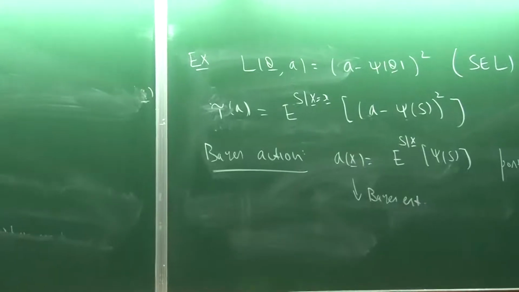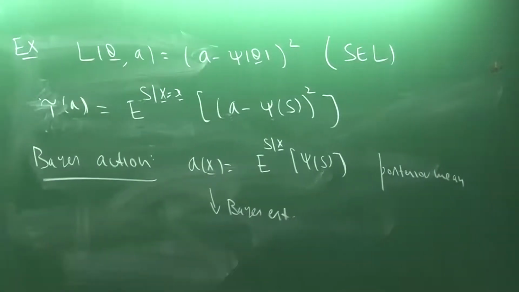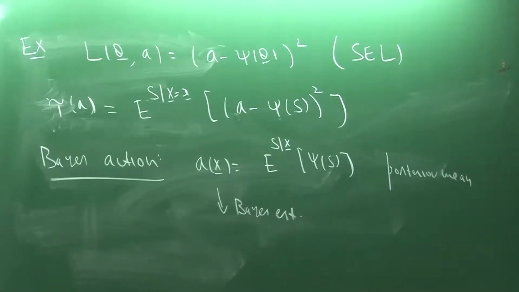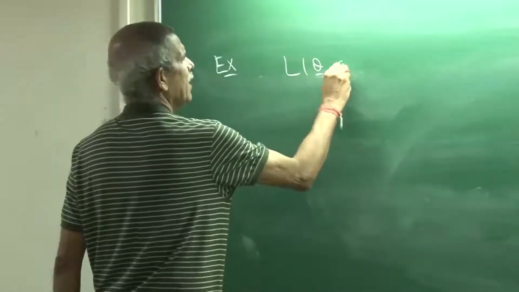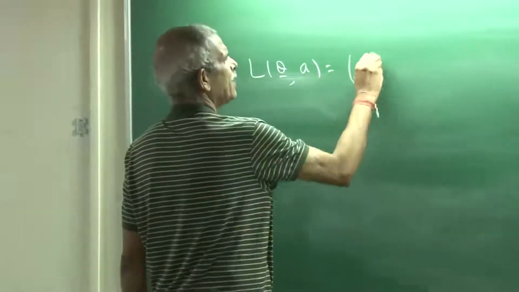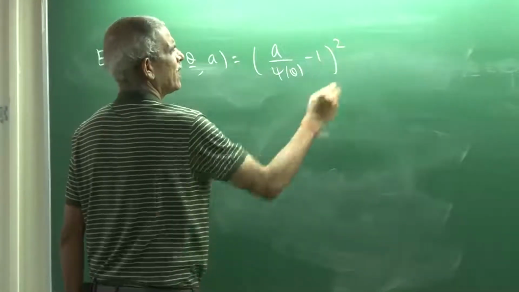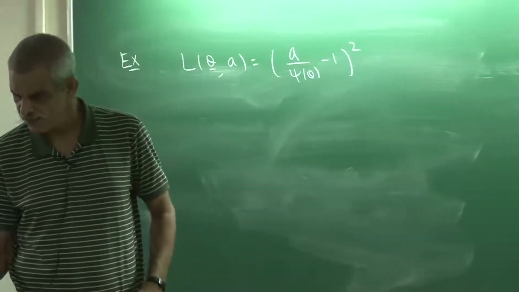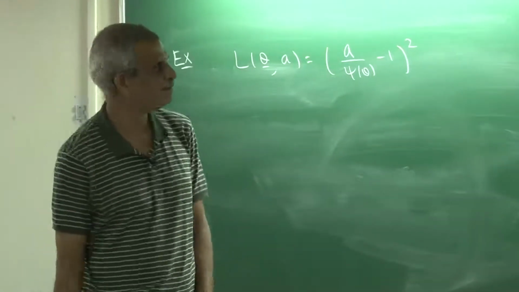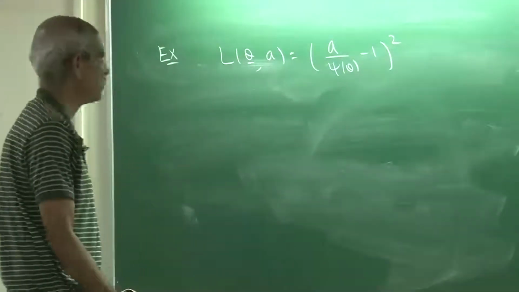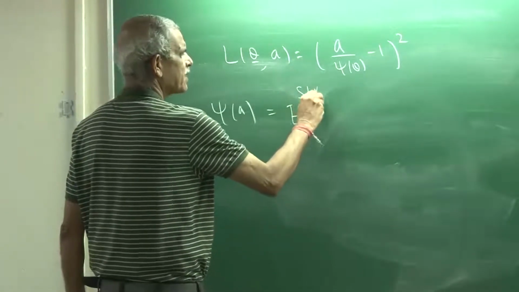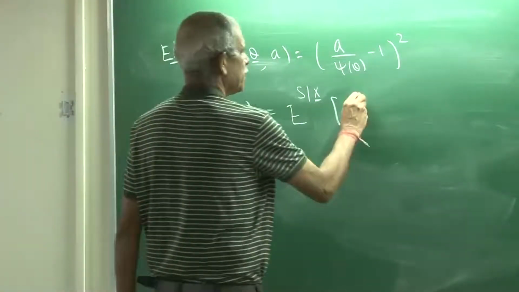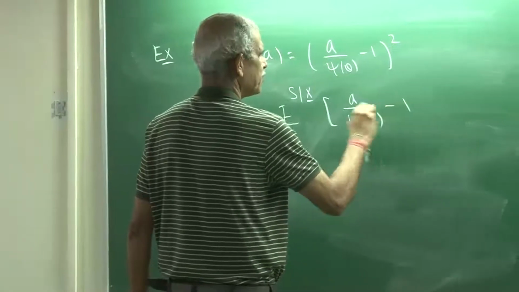Okay, now let's consider two more examples. Suppose L(θ, a) is nothing but (a divided by psi(θ) minus 1) whole squared. This kind of a loss function, we saw that arose when we were dealing with the scale families. So this was the form of a scale invariant loss function. So what do I have to minimize? I have to minimize the posterior loss, which is the expected value of s given x of (a by psi(θ) minus 1) whole squared.